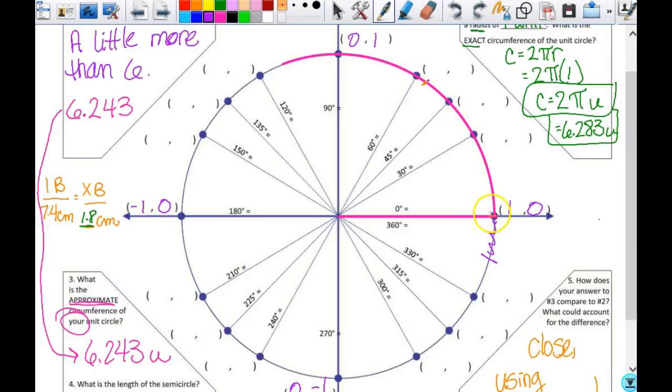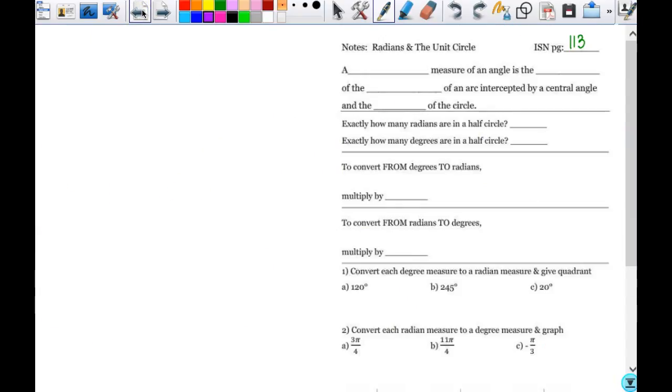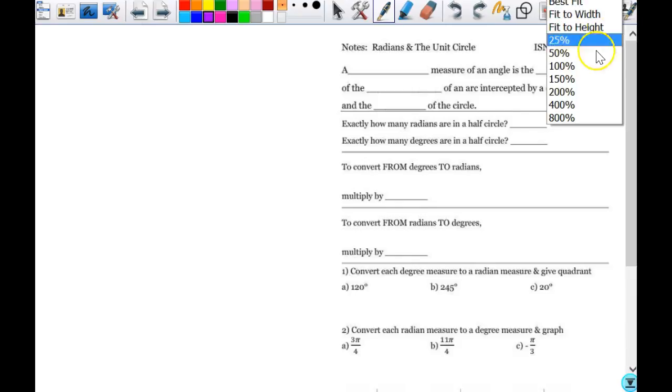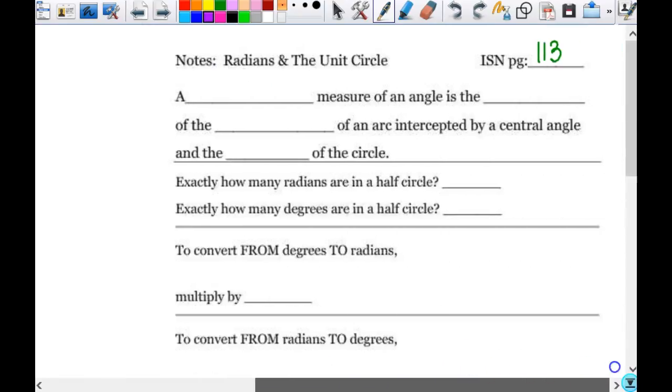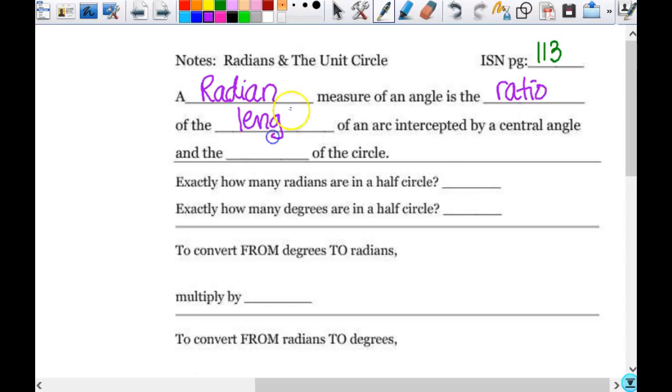So 0 degrees, 0 radians. 360 degrees, 2 pi radians. 180 degrees, pi radians. Okay, and then the rest just comes from that. We all okay so far? Okay, so let's go back to the front and let's kind of bring all this together. Alrighty, so a radian measure of an angle is the ratio of the length of an arc intercepted by a central angle and the radius of the circle.